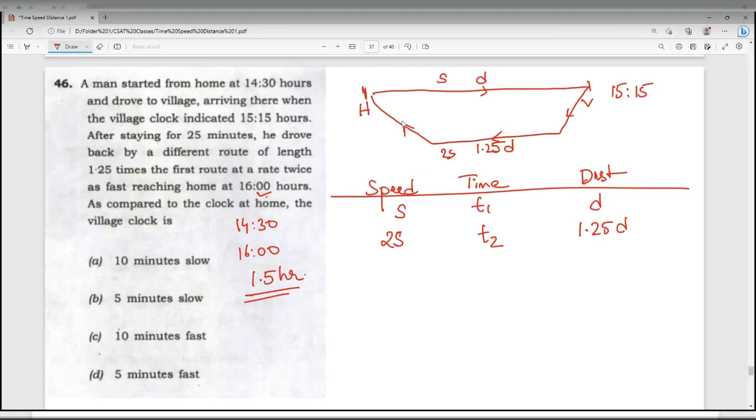But one catch is he had stayed in the village for 25 minutes. So if we subtract it from the total time, he has taken totally 1 hour 30 minutes. That's the total time spent. But in driving, he has spent 1 hour 30 minutes minus the 25 minutes, so 1 hour 5 minutes.